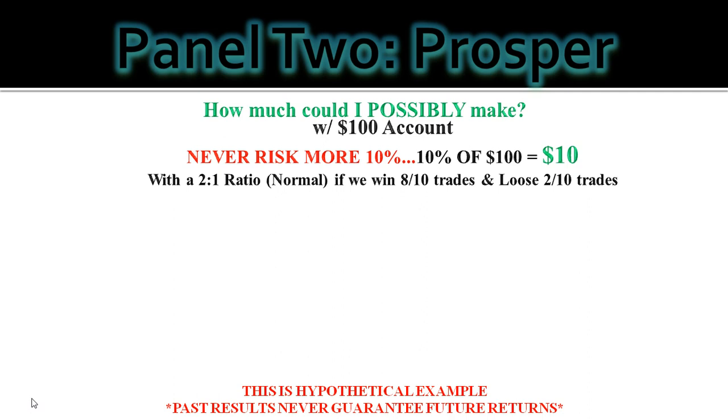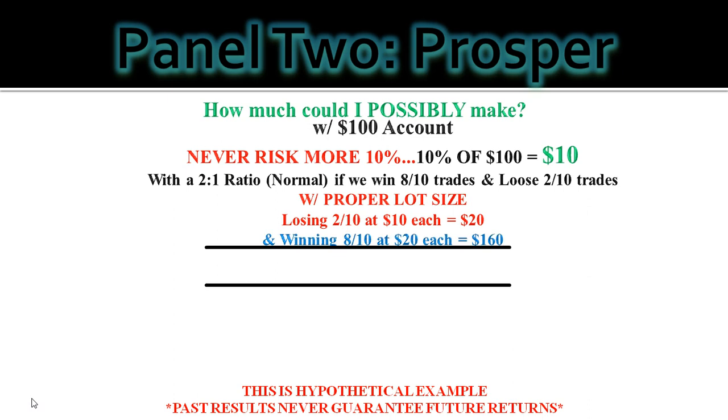On average, we win about 8 out of 10 trades that we do, but we also lose 2 out of 10 trades. We have a pretty strong track record. Again, past results never guarantee future results. Now, with proper lot size, if we lost 2 out of 10 trades, never risking more than $10 per trade, that would be a $20 loss.